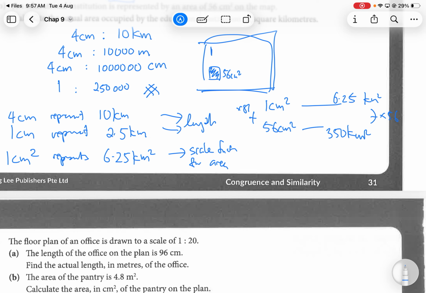So in this chapter, just like proportional and inverse, right? Yes, we don't have inverse. It is all direct. So this chapter is actually just a combination of your similar figure and direct proportion. Yes, 1 meter is 100 cm.